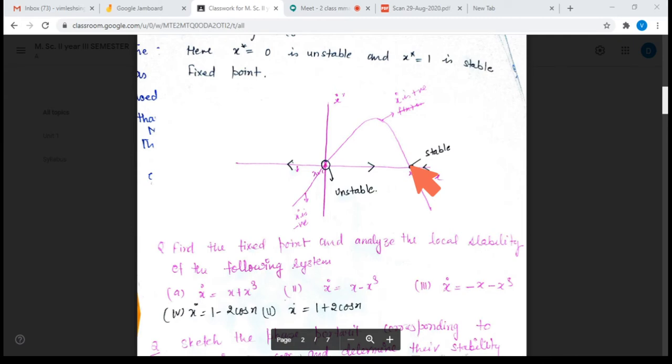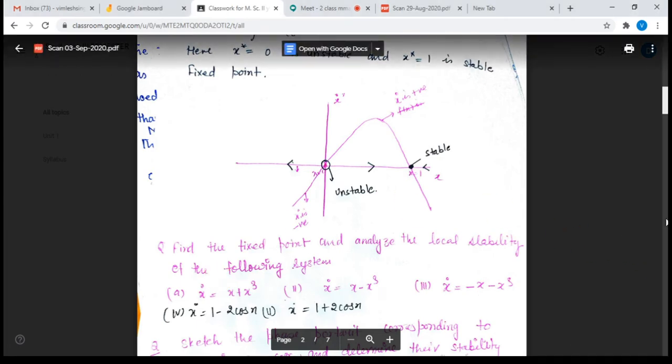From this we get the required qualitative behavior of the given nonlinear equation, x dot equals x square minus x. This equation is a nonlinear equation. These are the questions to solve.